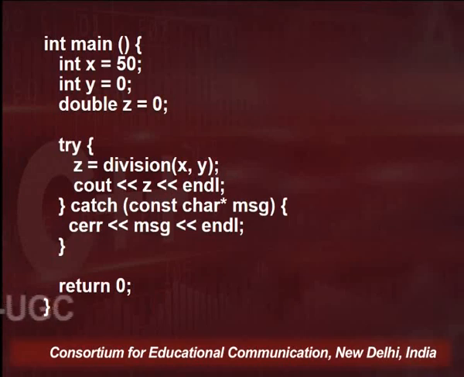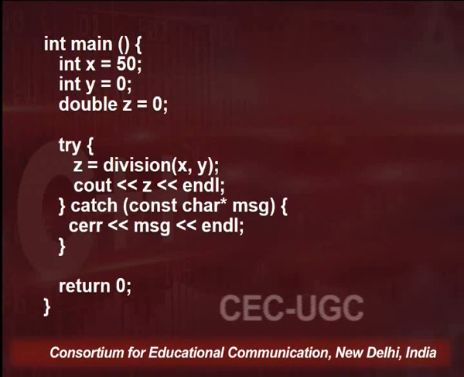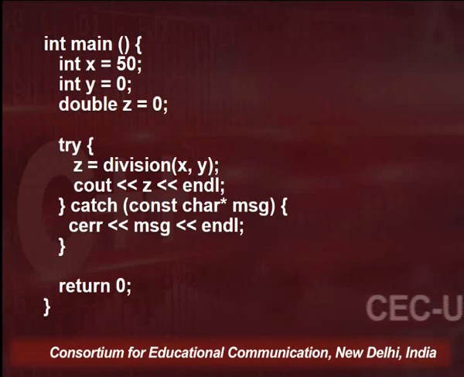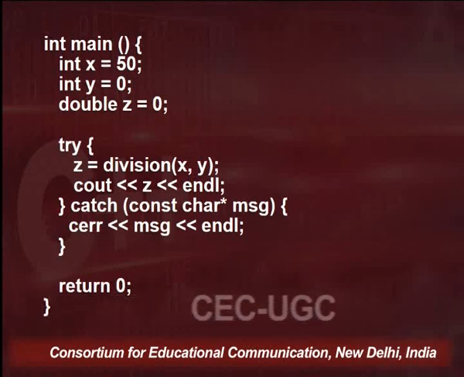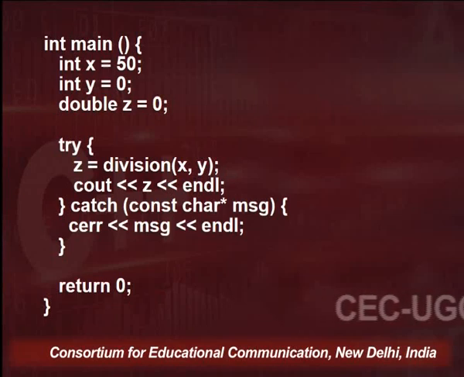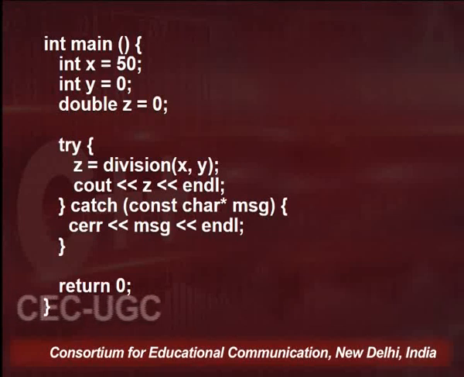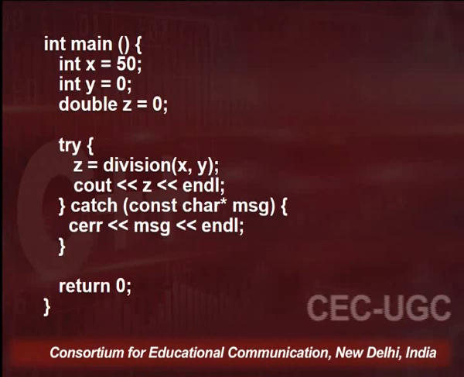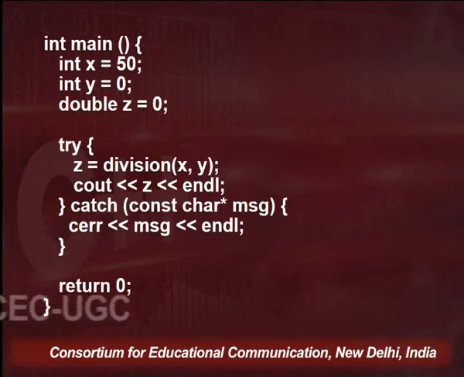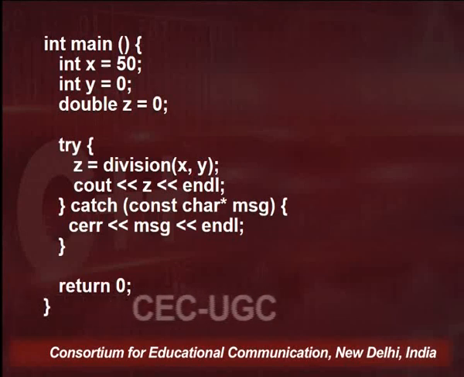As throw has transferred the control to the catch, now the catch will be executed. That means catch is now there in the scene in order to handle the exception which is being thrown by the throw keyword, and that message, division by 0, will be printed, and finally you will have return 0.